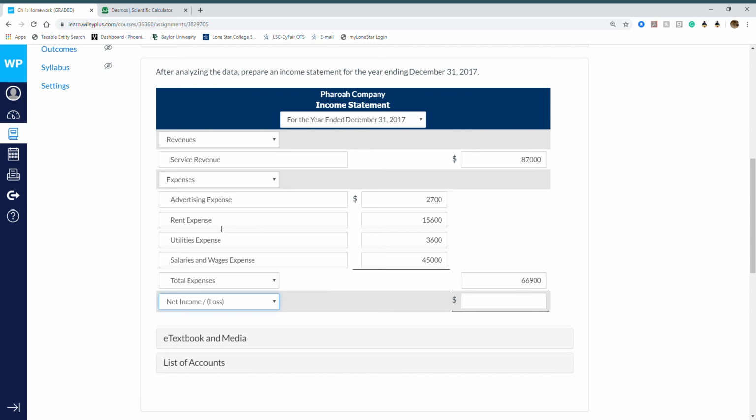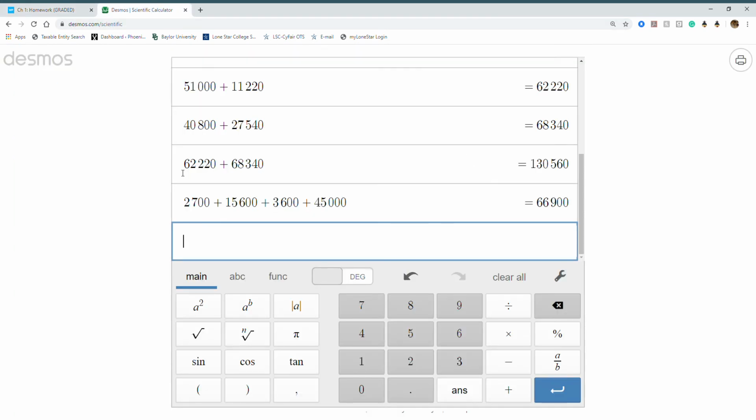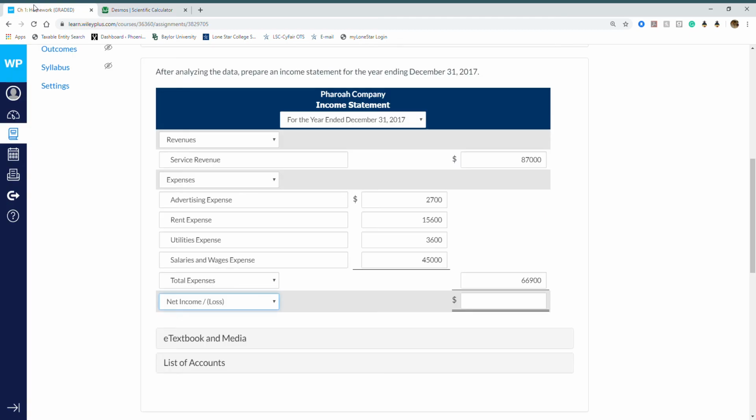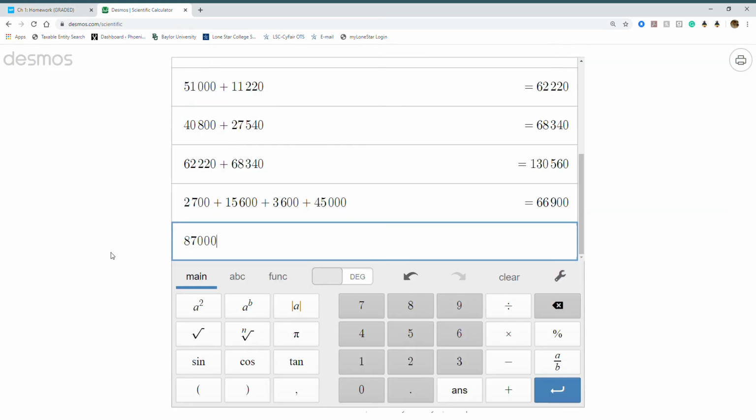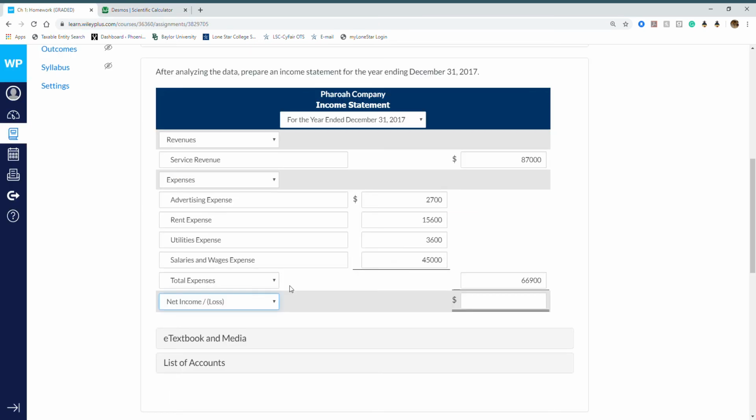But if you happen to make a net loss, make sure you do parentheses by it. So again, put in parentheses, you're okay. I doubt that any of y'all are gonna have a net loss, but never know. So take our revenue minus our expense. We came out with a net income of $20,100.